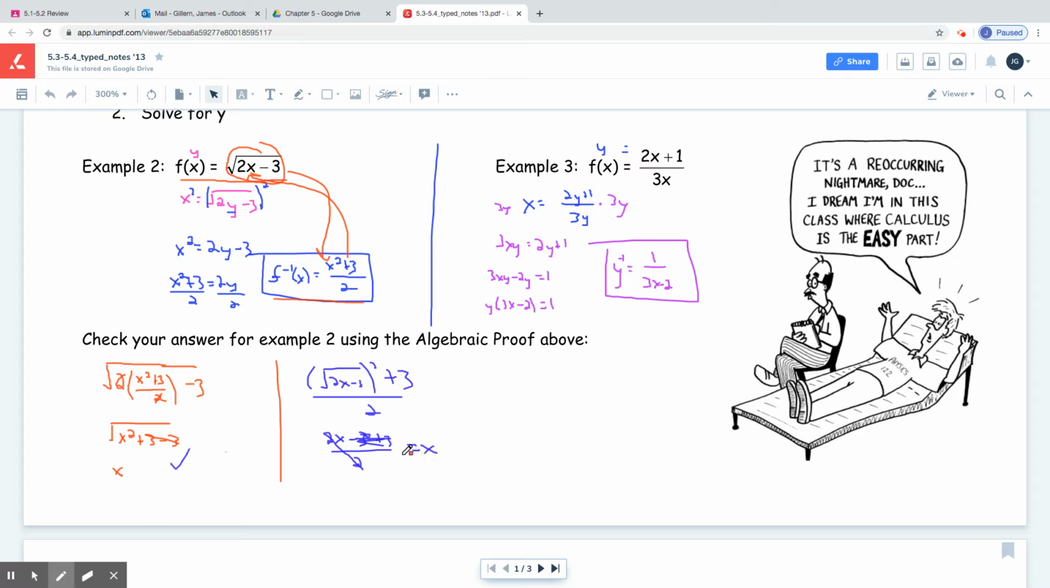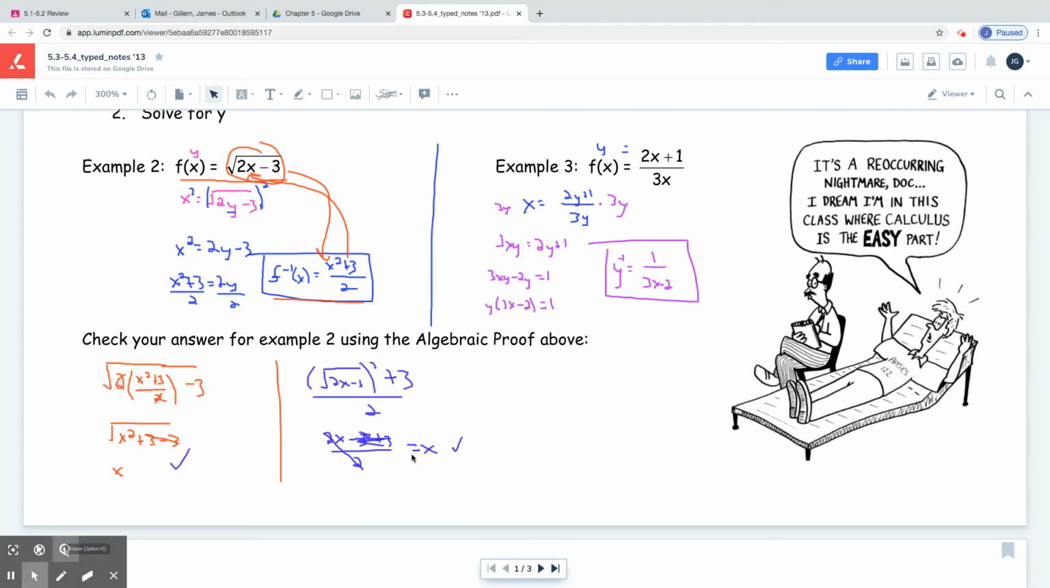Since I have x there and x there, I have now proved algebraically that these two functions are inverses of each other. If it ever says to prove algebraically that two functions are inverses of each other, that's what you do.